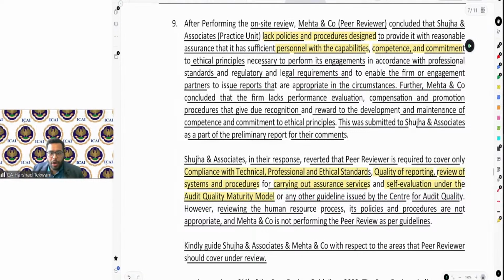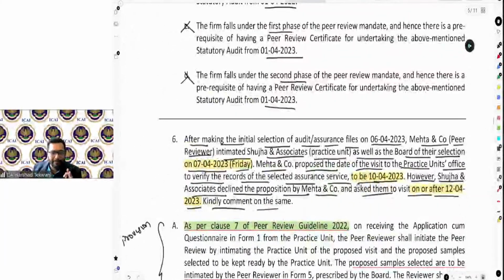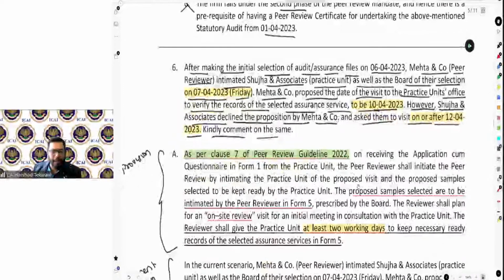Now see, in this current scenario, a review is being conducted for the policies and procedures with respect to the personnel with capabilities, commitment, and competency. Another area being talked about is performance evaluation, compensation, and promotion. See, there are two things. We just now saw in one of the questions a part that was supposed to be filled by this company, but they missed it out.